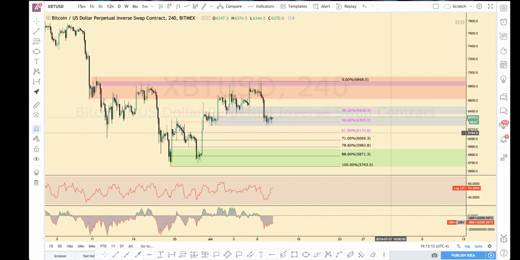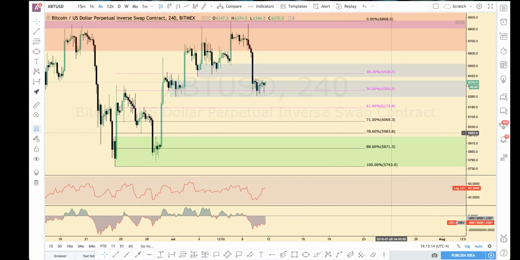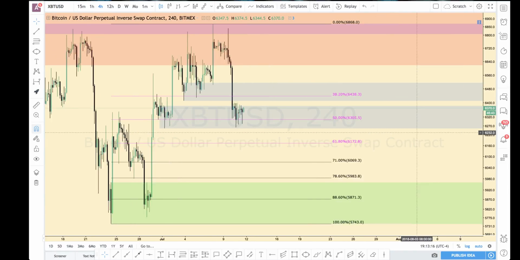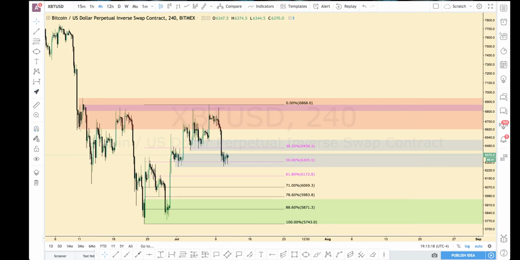I'm very much more partial to the bearish scenario. The bullish scenario is valid if the bulls do this on high volume. Don't think that'll happen. I think we're more likely to see this. That's pretty much it on Bitcoin.